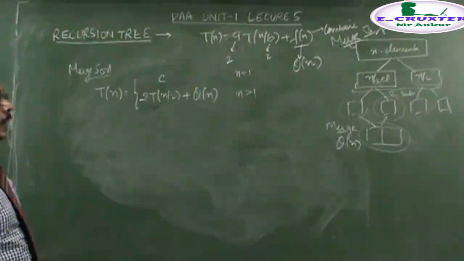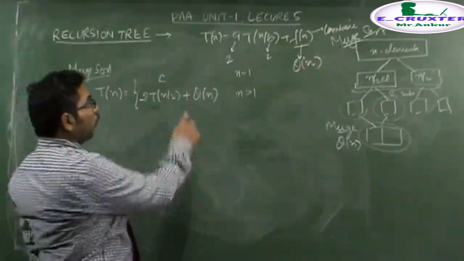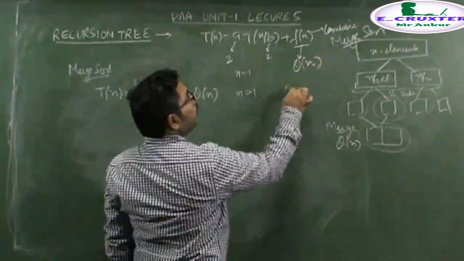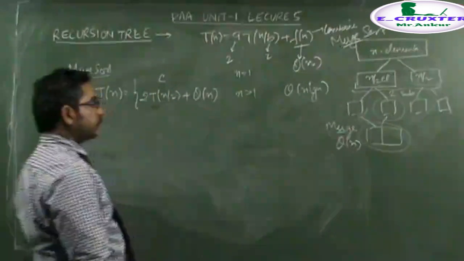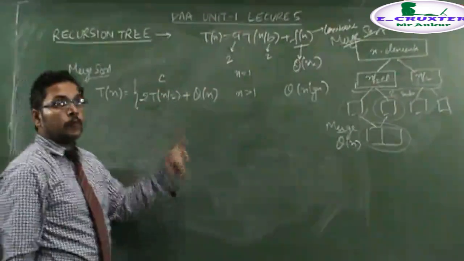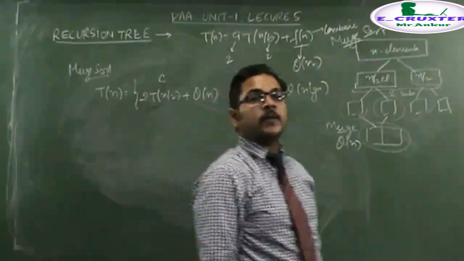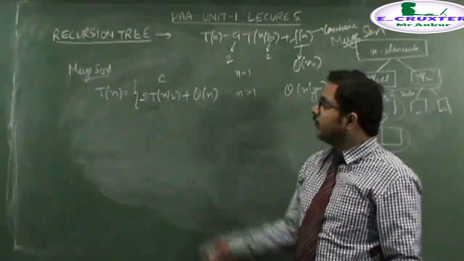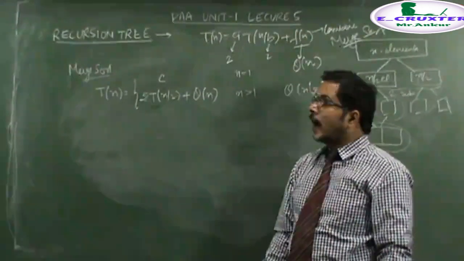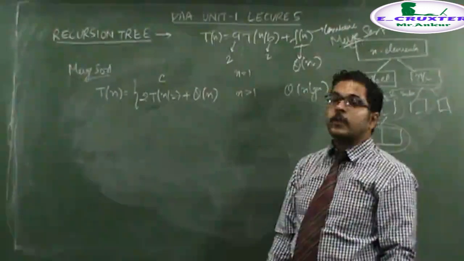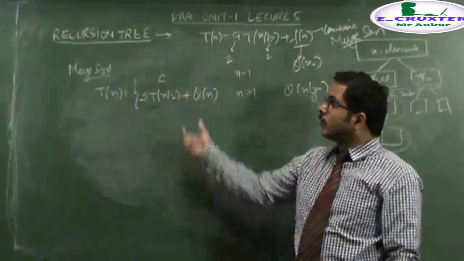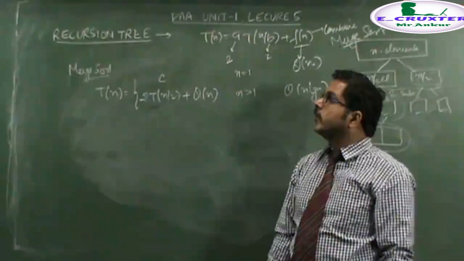In the previous lecture I told you that when we solve this equation, the running time of merge sort comes out to be theta of n log n. How does it come? To solve this equation, there are 3 methods. One is the recursion tree method, which we will cover now. The second is the master method, which we will cover next. And the third is the guess method, known as the substitution method. First of all, we will discuss the recursion tree method.